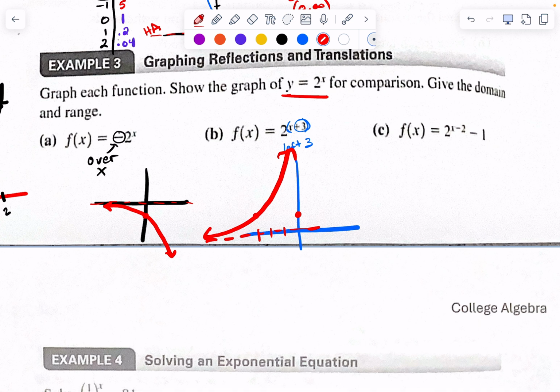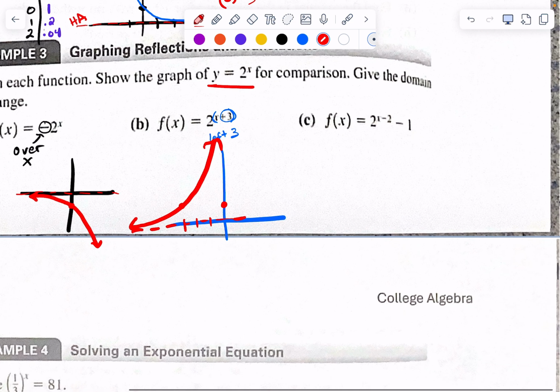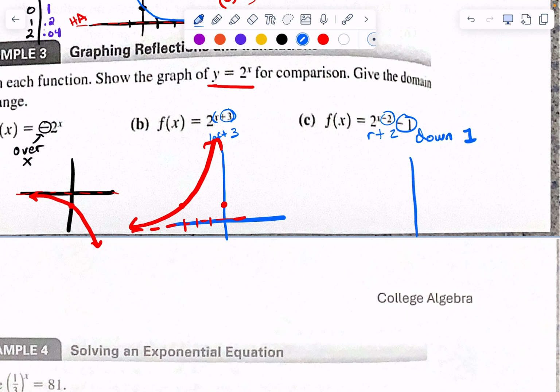C. What's happening to C? Right, he's right 2, right? Because right means negative. Okay, right and down 1. Right 2, down 1. So that normal spot that's at 0, 1, he's going to be right 2, 1, 2, and down 1. This dot's right here, right? Where's the horizontal asymptote going to be?